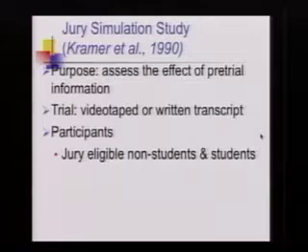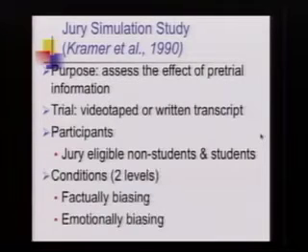Most of the research uses written transcripts. The participants in this case were both jury-eligible non-students, so a community sample, so that's good, and students, because the simulation studies have been criticized for focusing solely on students. And they had two different types of pre-trial biasing information. Okay? The factual biasing information was that you got information about the individual's prior criminal history.